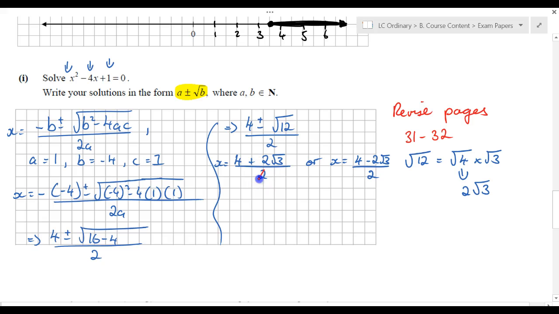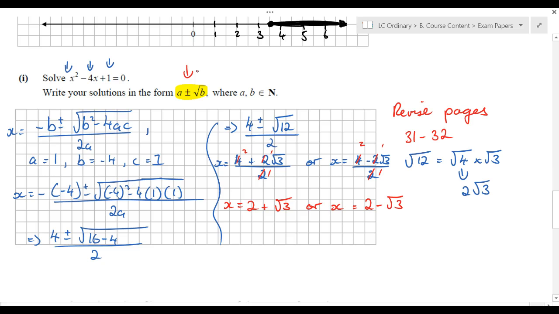2 will divide into itself once, and into 4 twice, giving me x equals (2 plus 1 root 3) over 1, or simply 2 plus root 3. Or x equals, again we have a common factor on this side, 2 goes into itself once, and into 4 twice, giving me x equals 2 minus 1 root 3, or 2 minus root 3.